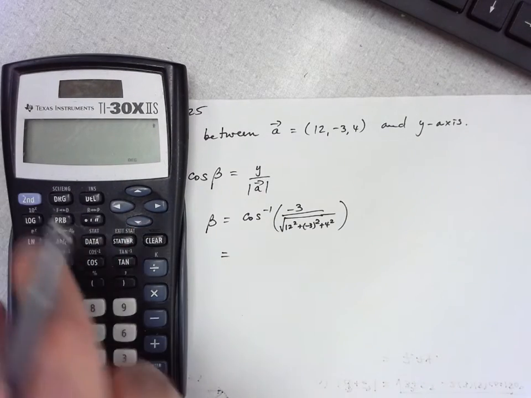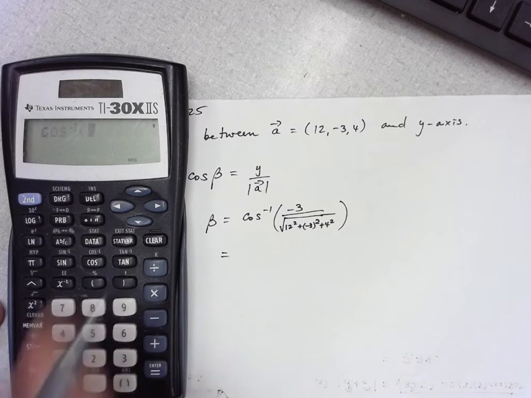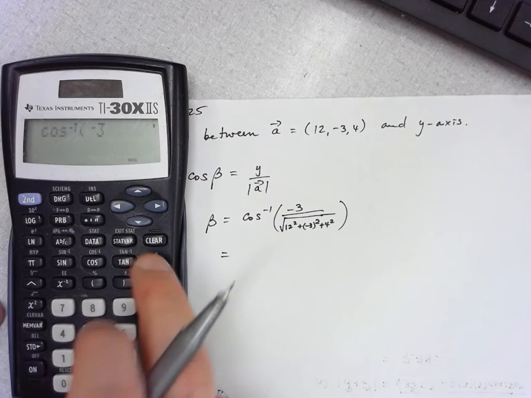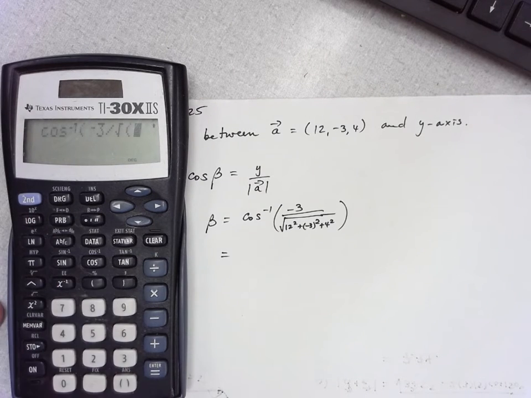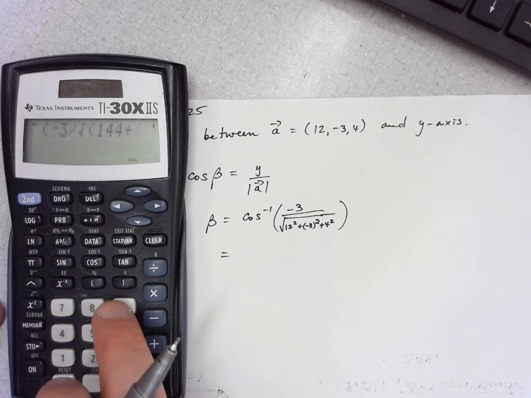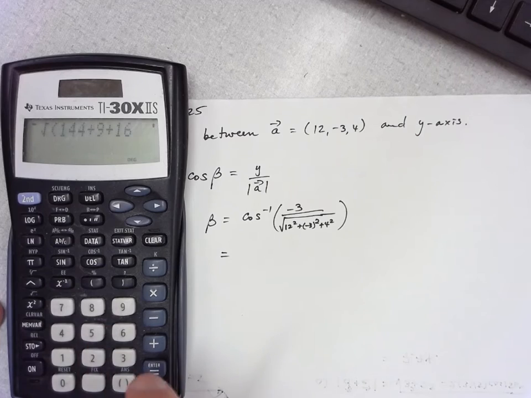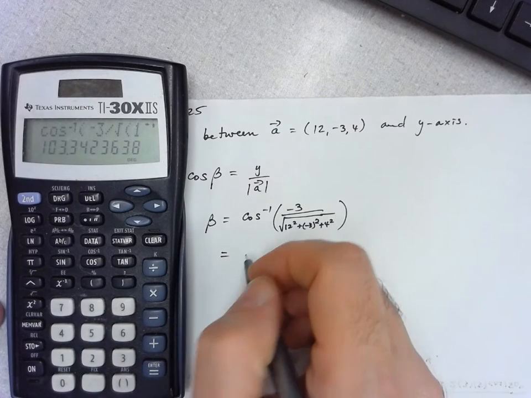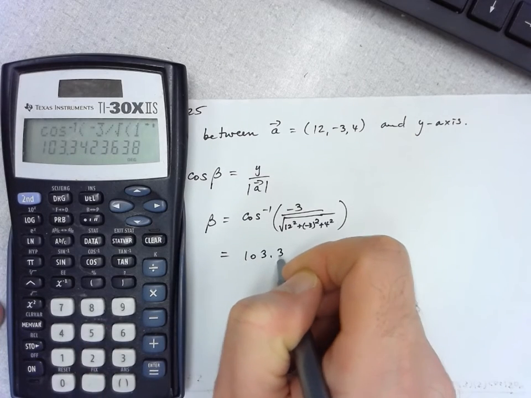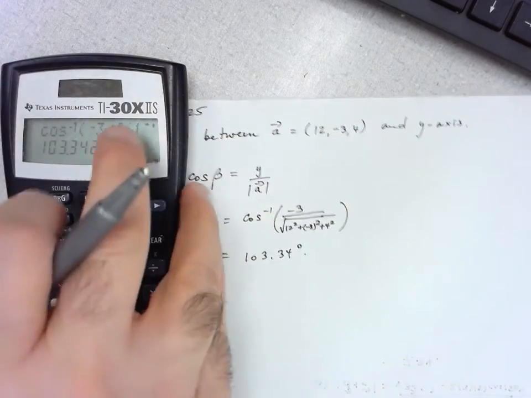We've got inverse cos of -3 divided by this big square root. So what do we have? We have 144 plus 9 plus 16, and we end up with 103.34 degrees. Okay, and that's it.